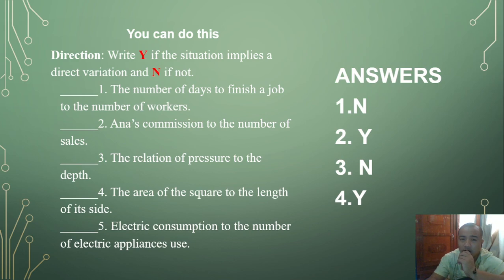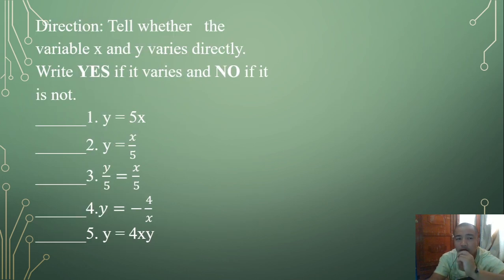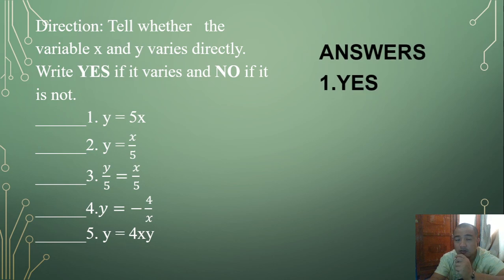How about number 5, electric consumption to the number of electric appliances used. Yes, direct variation. Next, tell whether the variables x and y vary directly. Write yes if it varies, and no if it's not. Yes or no only, if the equation is a direct variation. Yes, for number 1, y equals 5x, because in direct variation, the equation is y equals kx.